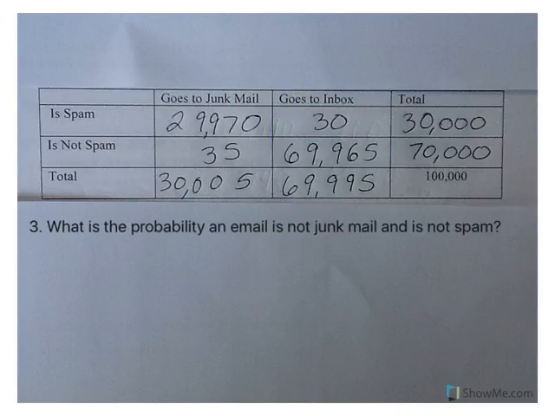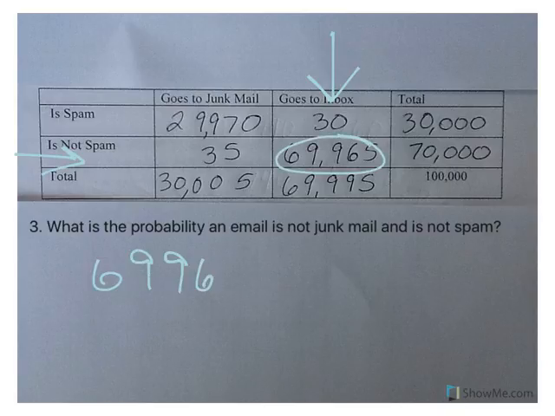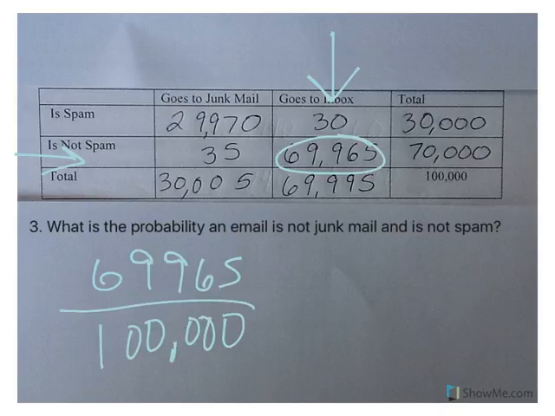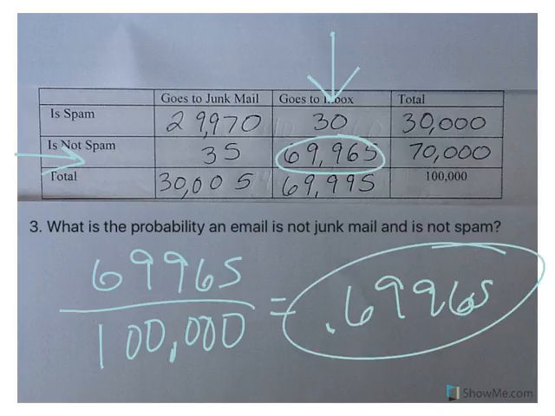And number 3, now I'm not really sure on this wording. What is the probability an email is not junk? In my opinion, not junk means it's in my inbox and is not spam. That's here. So we're looking at the intersection, 69,965 over the total out of all of the emails. What is the probability that an email out of total is not junk and is not spam? And that would be 0.69965. A 69.965% chance that an email is not junk and not spam.